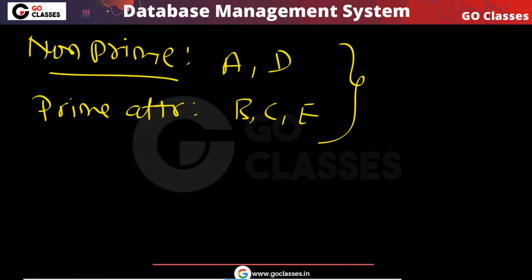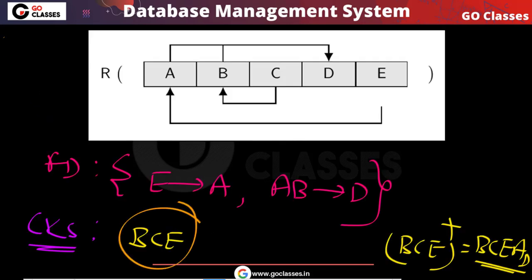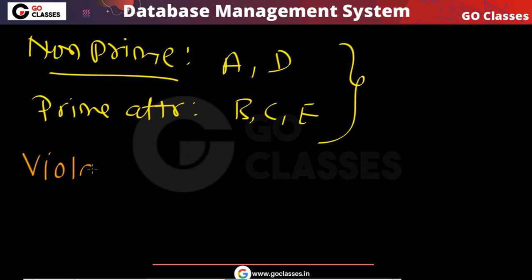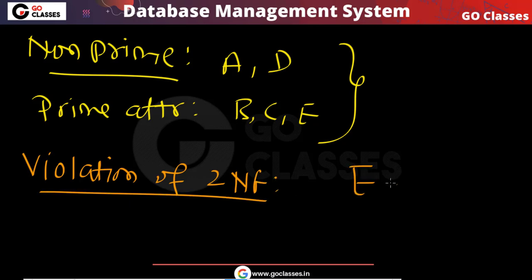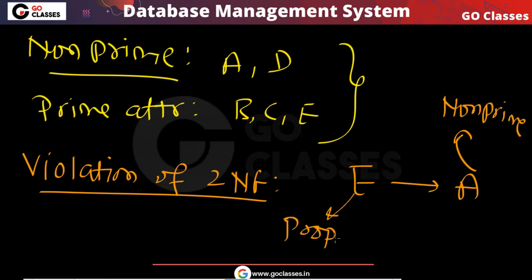And now you check proper subset of candidate key. This is the only candidate key. Can a proper subset of this candidate key determine a non-prime attribute? Yes. Because you can notice very simply, this is the violation of 2NF. E determines A, and you can note this is a non-prime attribute, and this is a proper subset of the candidate key. So a proper subset of candidate key determines a non-prime attribute. This is a violation of 2NF.